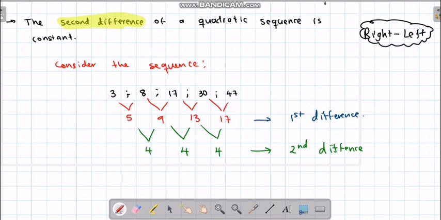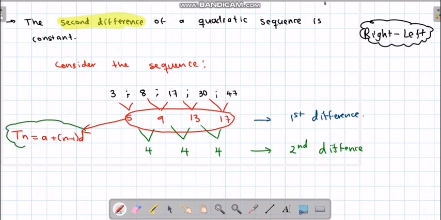If they ask you to determine the general term of the first-difference pattern 5, 9, 13, 17, we'll use the formula Tn equals a plus (n minus 1) times d. Why? Because the first difference of a quadratic pattern is arithmetic. Good. Now let's check how we determine the general term of a quadratic pattern.